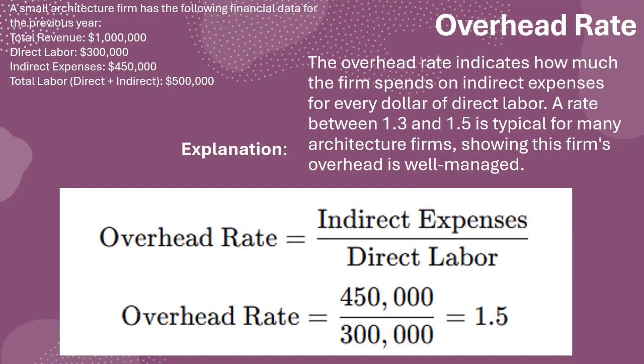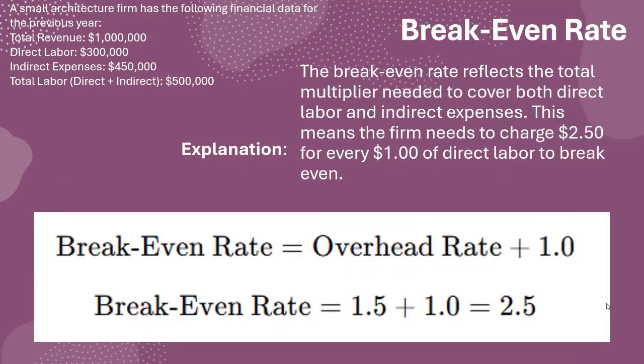So you take 450,000 and divide it by 300,000. So we get 1.5. And I just want to let you know that a rate between 1.3 and 1.5 is typical for many firms, showing that this architectural firm's overhead is well managed. So they are doing good in this parameter too. Let's take a look at their break-even rate.